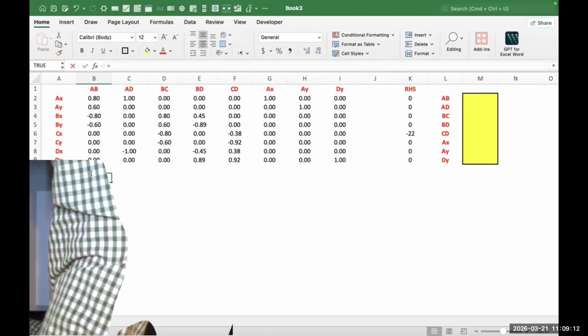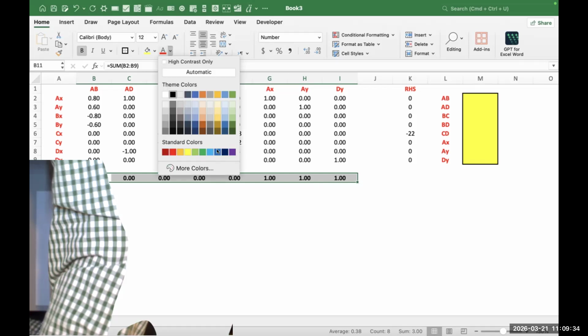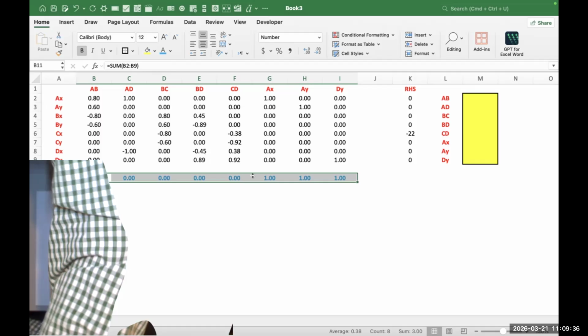But so I can say sum of this column and then fill to the right. I should get a bunch of zeros followed by 3 ones. Okay, and you can see here, you can make them bold, and maybe with another color. Okay.